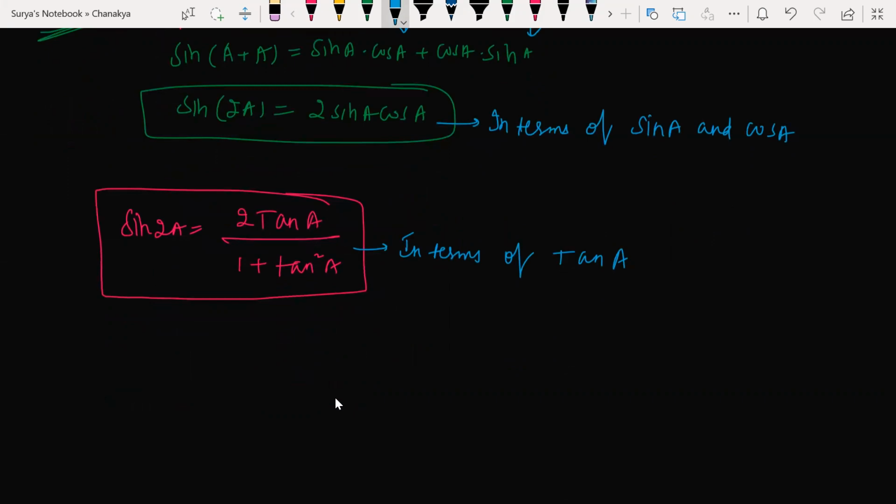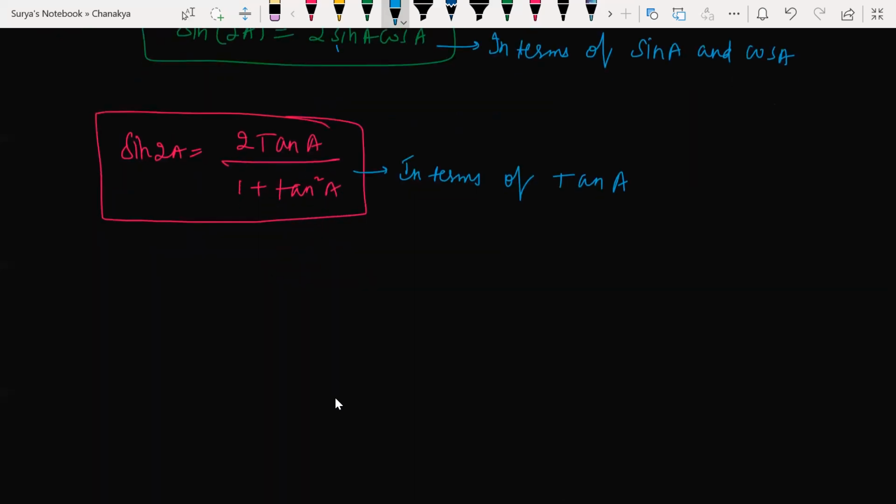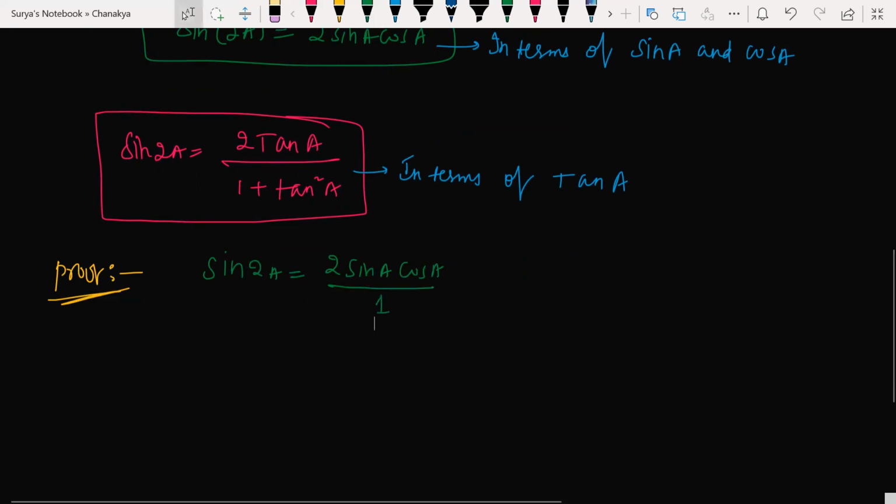Sir, I have one doubt here. How can we prove this? What is the proof of this? Can anyone of you try the proof for this? Sir, we know that sin 2A is equal to 2 times sin A cos A, and this can also be written as divided by 1. Any doubt, sir? No, sir.